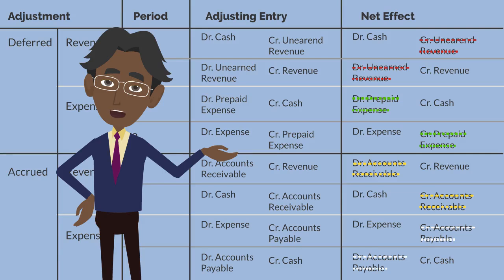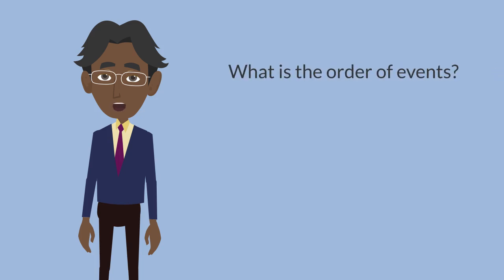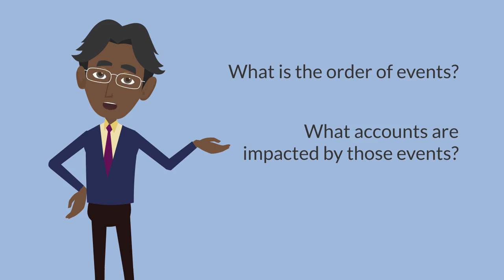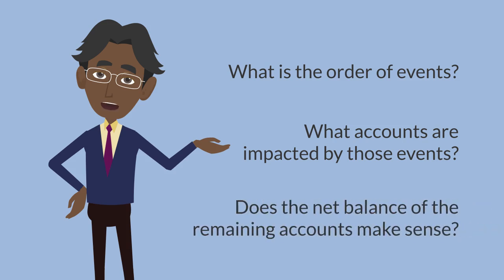Although deferred and accrued adjustments may seem daunting at first glance, you can break the problems down by considering these questions. What is the order of events? What accounts are impacted by those events? And most importantly, after all the adjustments, does the net balance of the remaining accounts make sense?